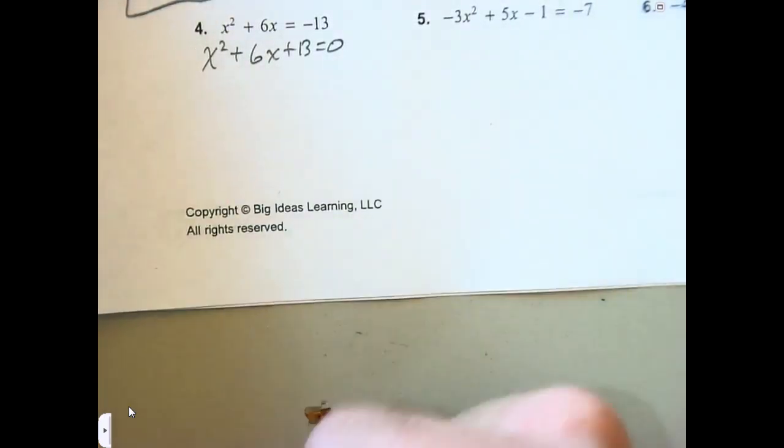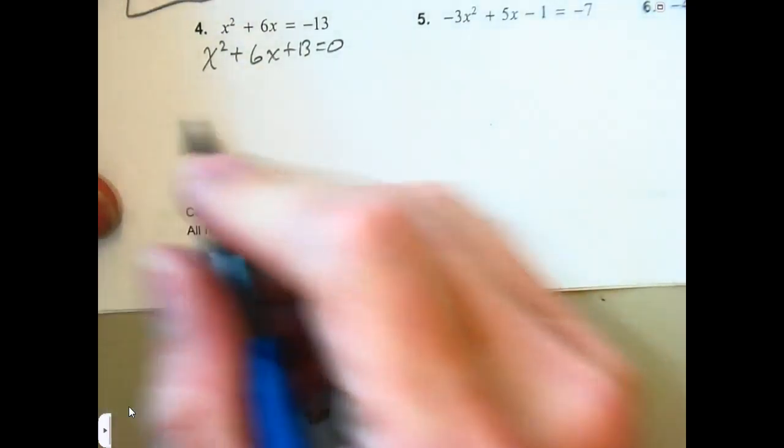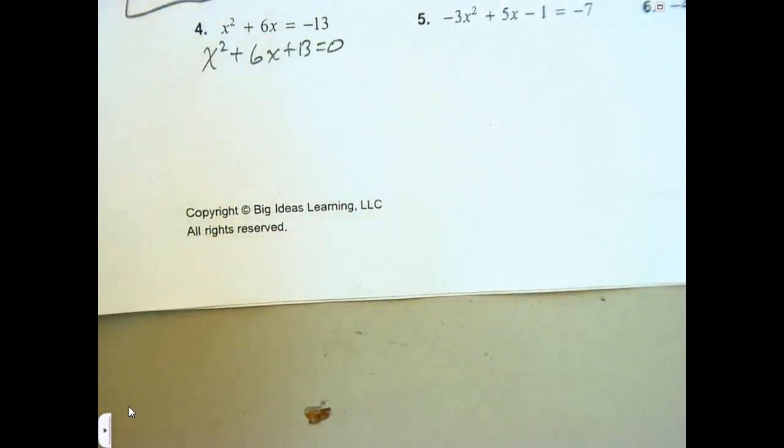So, x squared plus 6x plus 13. I want you to start the quadratic formula, please. Get as far as you can on it.